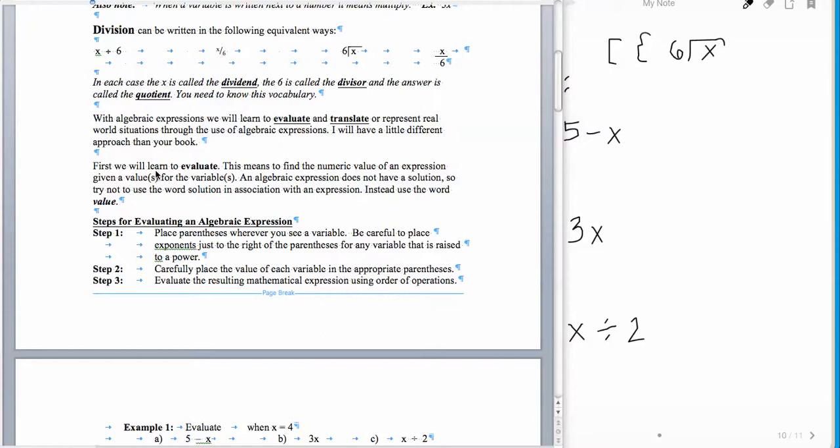And then the next thing that we'll learn is how to translate an English phrase into a mathematical expression or an algebraic expression. And then we can use evaluation on those as well. So that's how we're going to link all of the topics. But my first task is to show you how to evaluate algebraic expressions. So we'll be doing that in the next mini lecture.